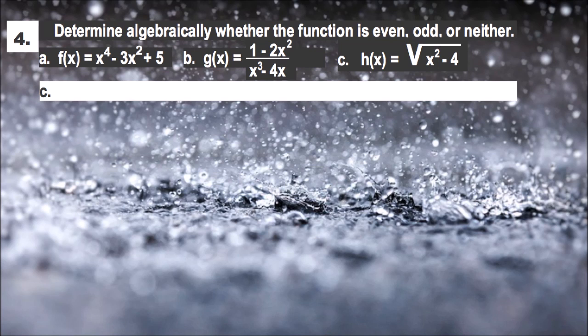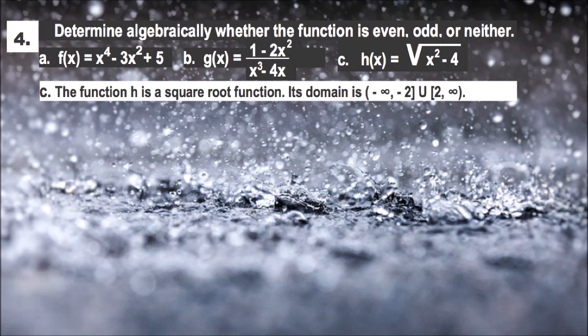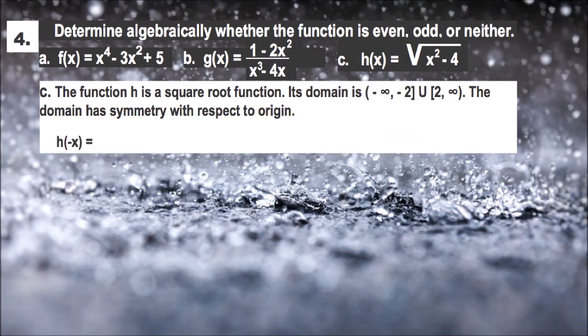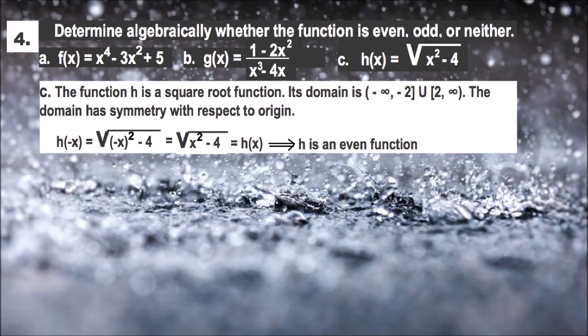C. h of x equals the square root of (x squared minus 4). The function h is a square root function. Its domain is the open interval (negative infinity, negative 2], united with [2, infinity). The domain has symmetry with respect to the origin. h of negative x equals the square root of ((negative x) squared minus 4), which equals the square root of (x squared minus 4), which equals h of x. Thus, h is an even function.